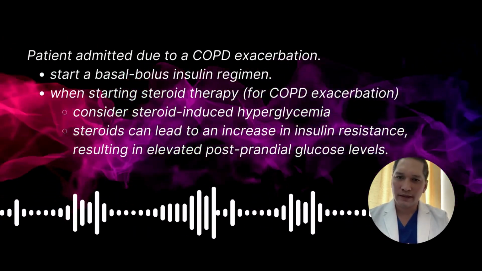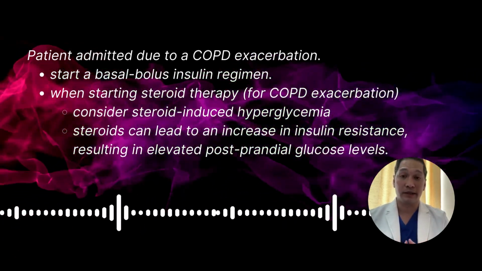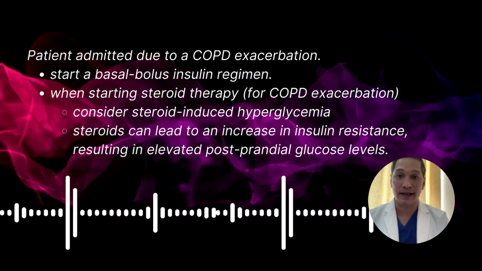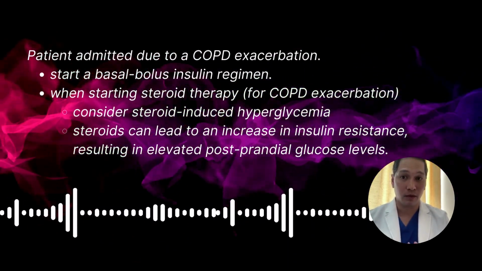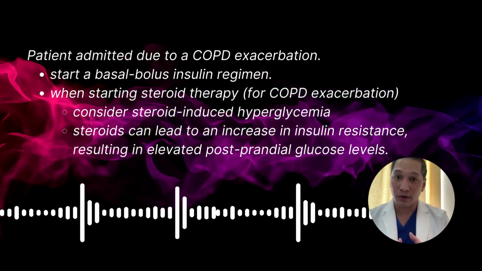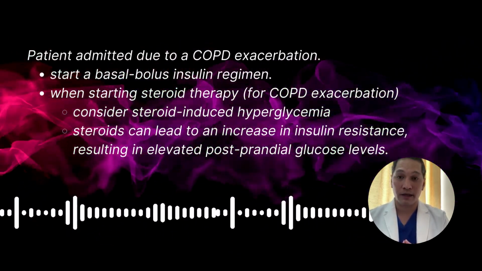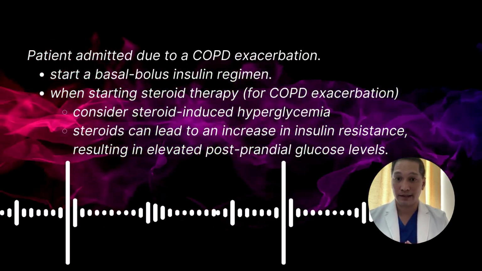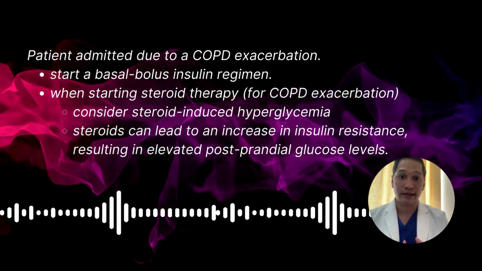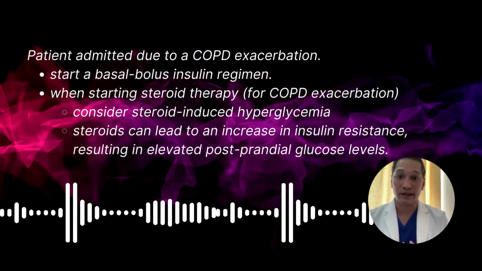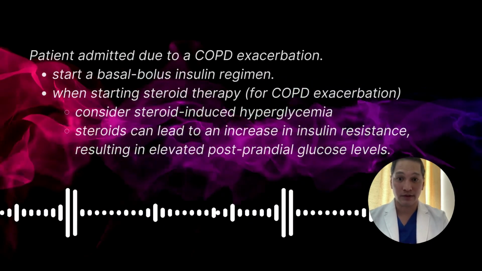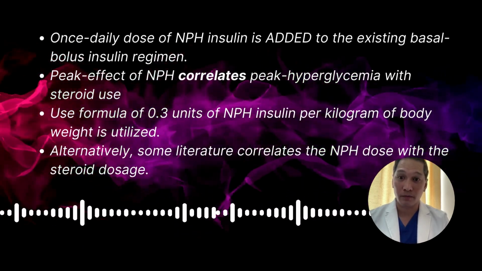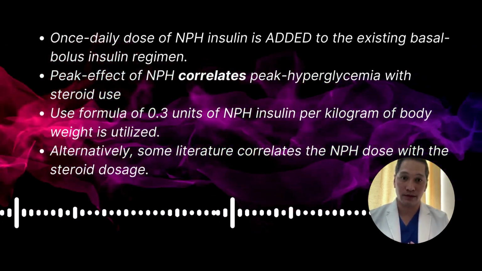Let's revisit the case of the patient admitted due to COPD exacerbation. In this scenario, the patient presents with underlying diabetes and has already been initiated on a basal bolus insulin regimen. Now, with the consideration of starting steroid therapy, there emerges a concern about steroid-induced hyperglycemia. Steroids can lead to an increase in insulin resistance, resulting in elevated postprandial glucose levels. To address this, a once daily dose of NPH insulin is incorporated into the existing basal bolus insulin regimen.